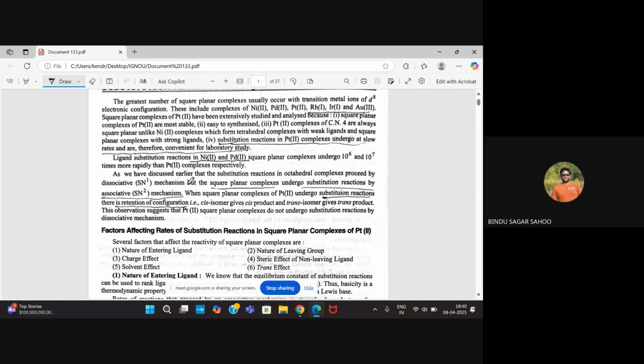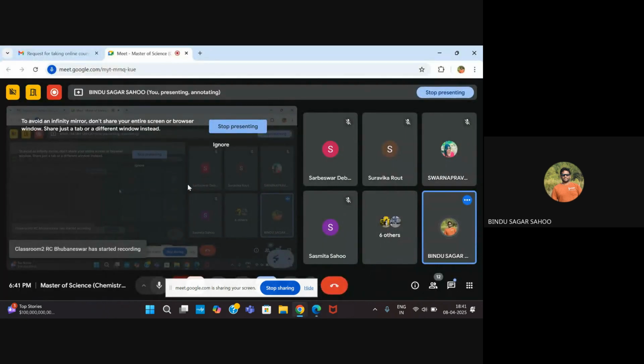Another thing is that in square planar complexes, when the substitution reaction occurs, there will be retention of configuration. That means if the initial reactant is a cis complex, then the final product will also be cis. If the initial reactant is trans, the final product will be trans. That means we can say in substitution reactions, square planar complexes favor retention of configuration.